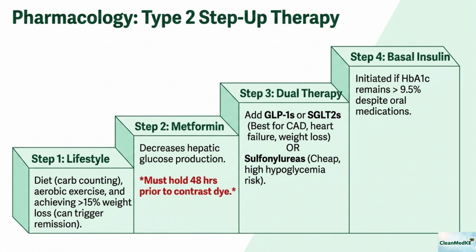Step 1 is lifestyle, targeting 15% weight loss to trigger remission. Step 2 adds metformin, which decreases hepatic glucose production. Just remember to hold it 48 hours before contrast dye. Step 3 adds GLP-1s or SGLT2s, which protect the heart and kidneys. And Step 4 initiates basal insulin if A1C remains above 9.5%.